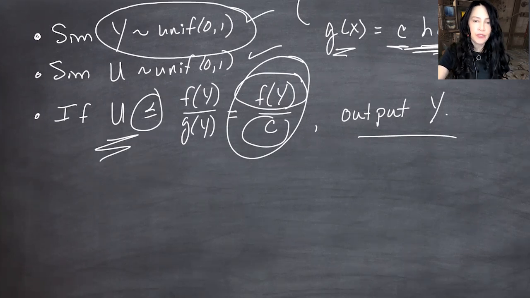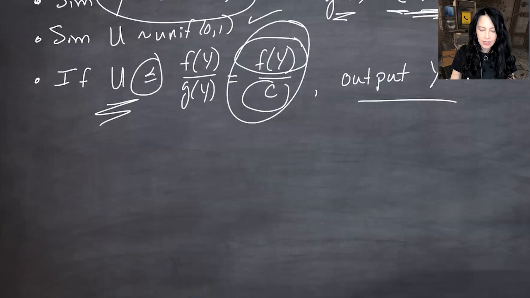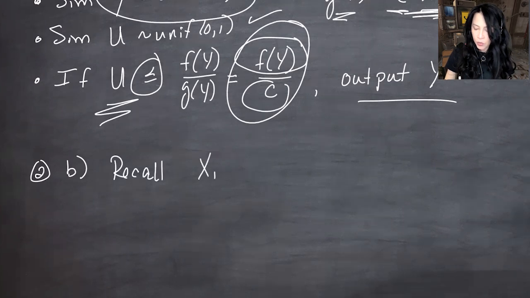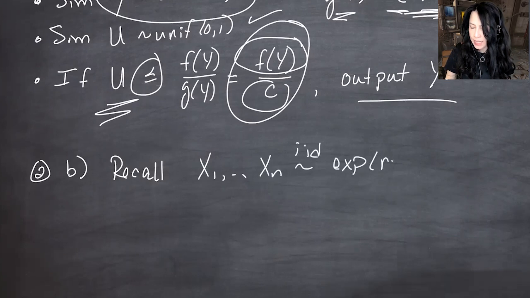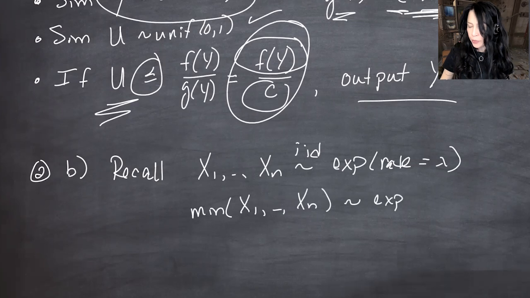I do want to ask you if you have questions about the homework, but I do want to give a hint about problem 2, especially 2b. You really want to work not only the lack of memory property of the exponential, but also the fact that the minimum of exponentials is another exponential. So it does say, hint, take advantage of lack of memory, but recall that if X1 through Xn are IID exponential with rate lambda, then the minimum of X1 through Xn is exponential with rate n lambda.